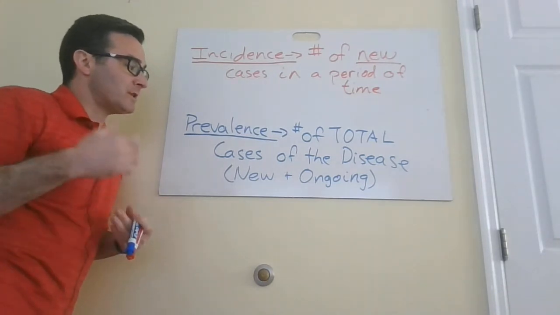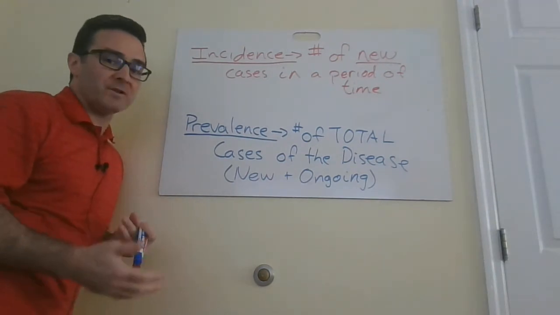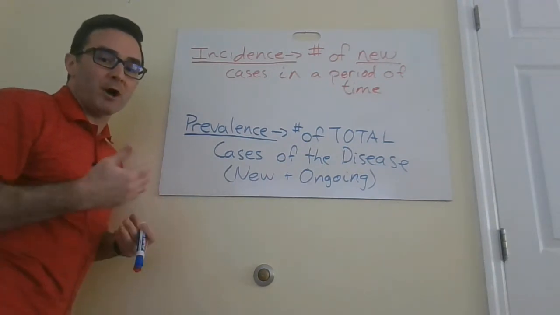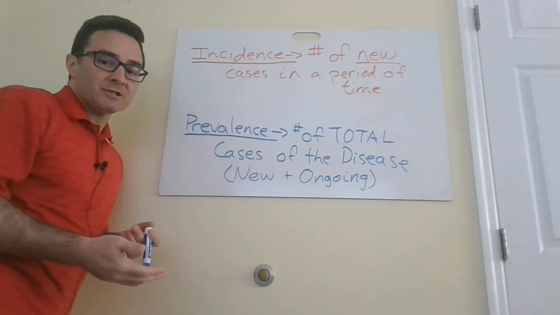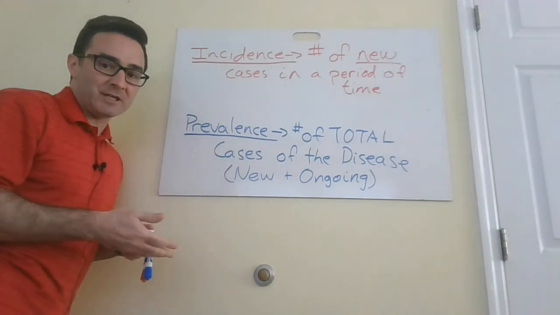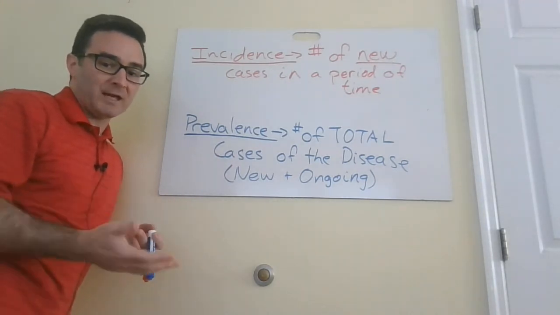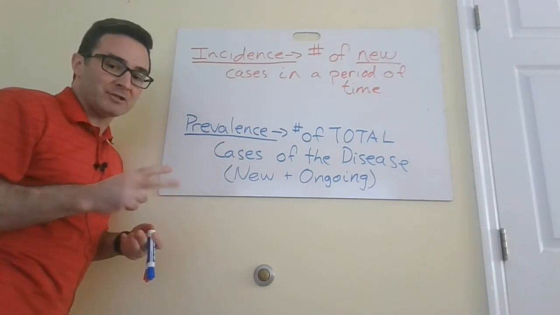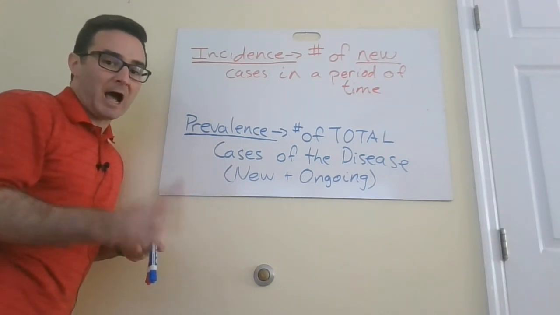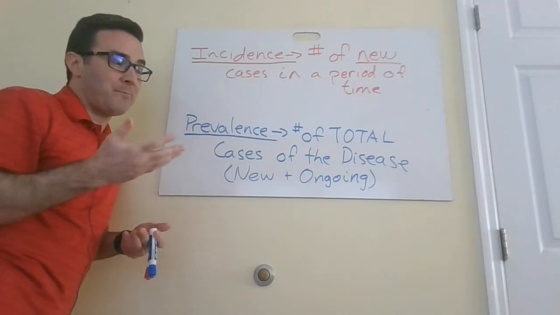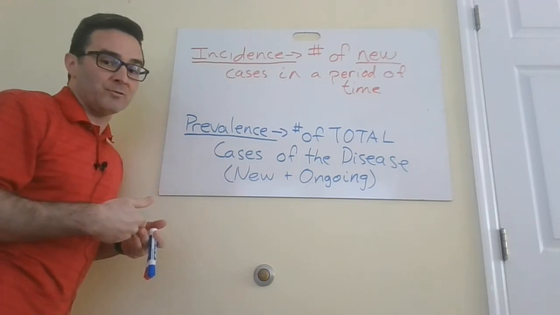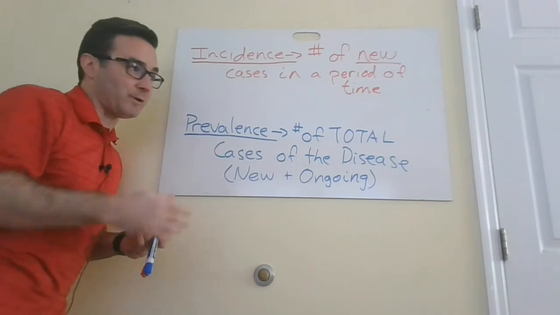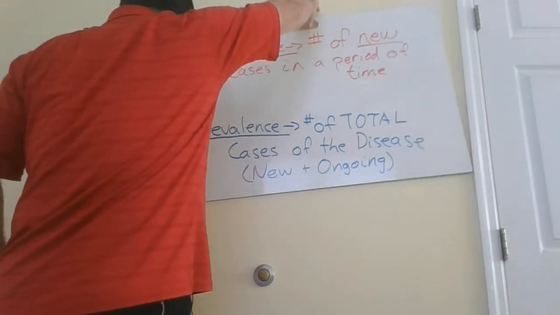Prevalence is the number of total cases of the disease, new and ongoing. As long as you have the disease or the illness, you count in the prevalence, which really means there's only two ways out of the game. And the best way to think about this is for me to show you. So let me switch boards.